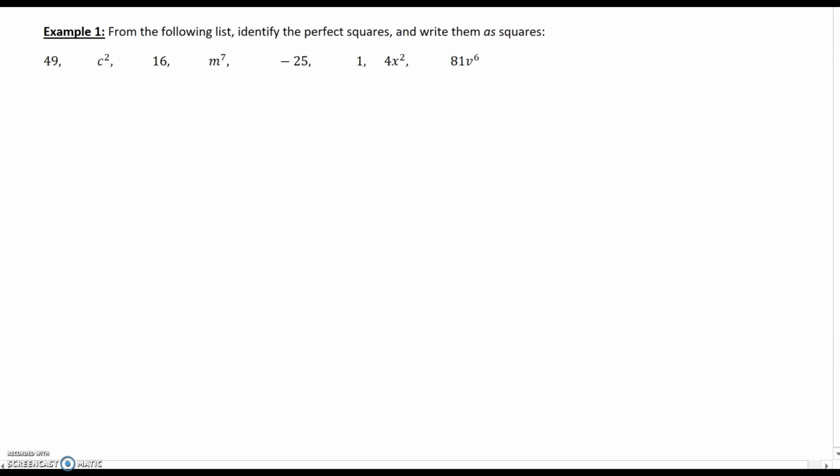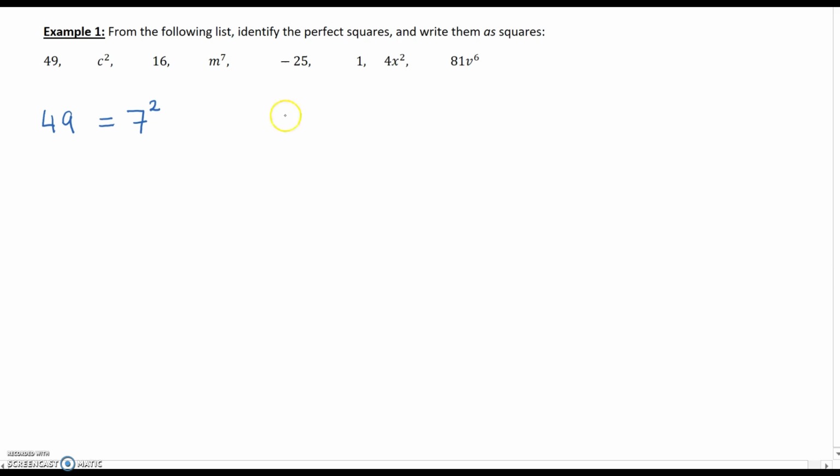Okay, so in this list, what we're going to do is pick out the perfect squares and then write them as squares. So we're going to start with 49, and 49 is a perfect square, and if we write it as a square, it's going to be 7 squared. Okay, so 49 is 7 squared.